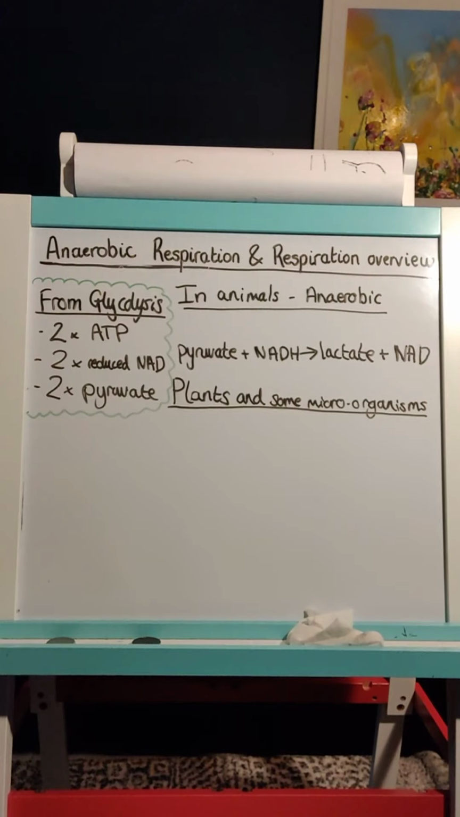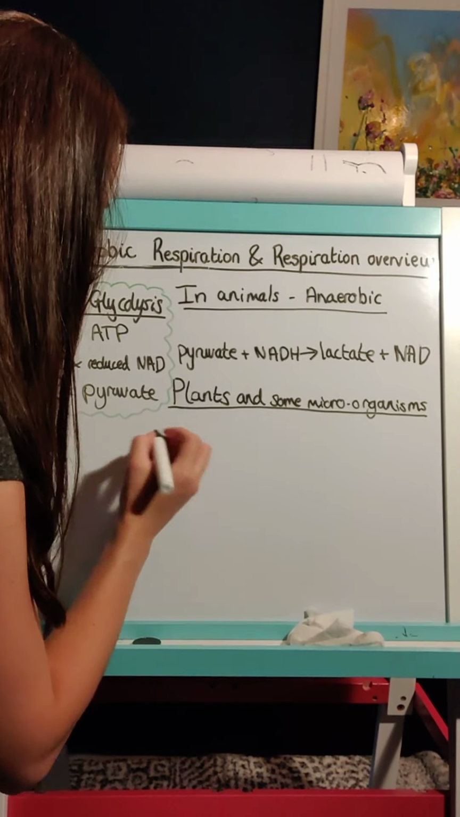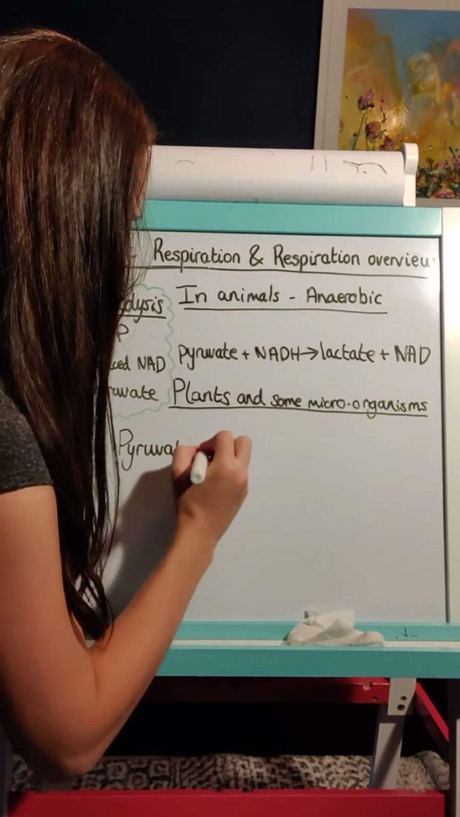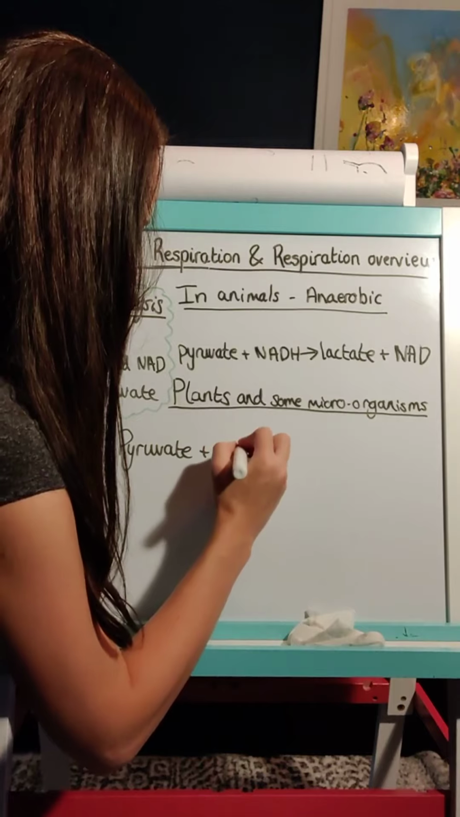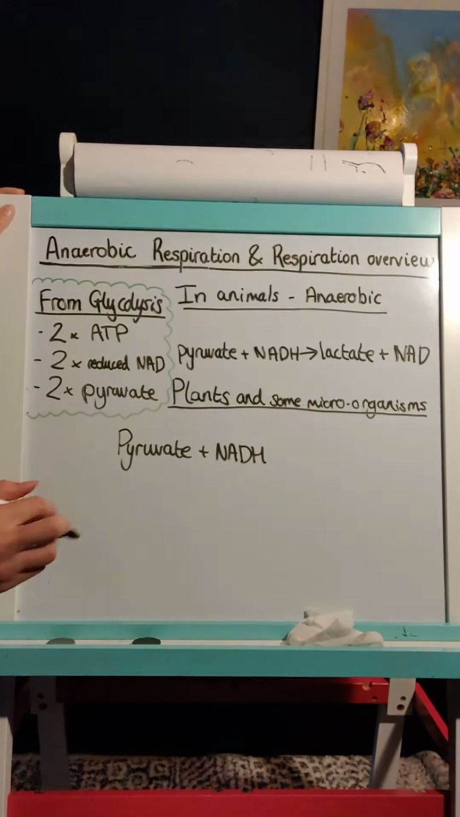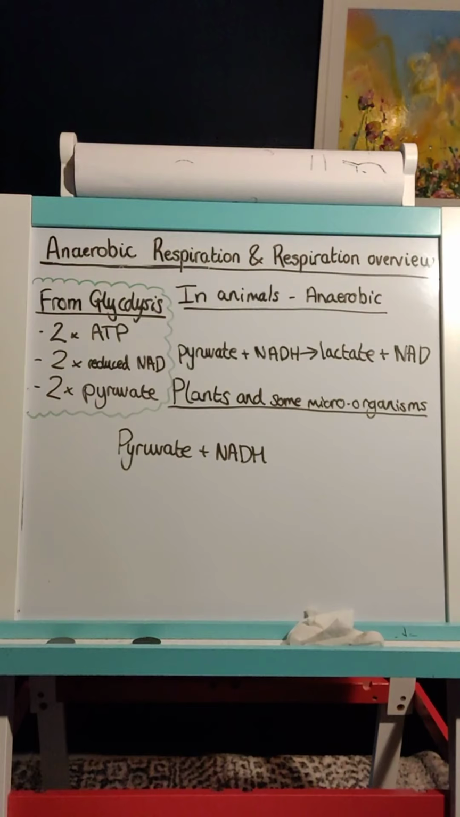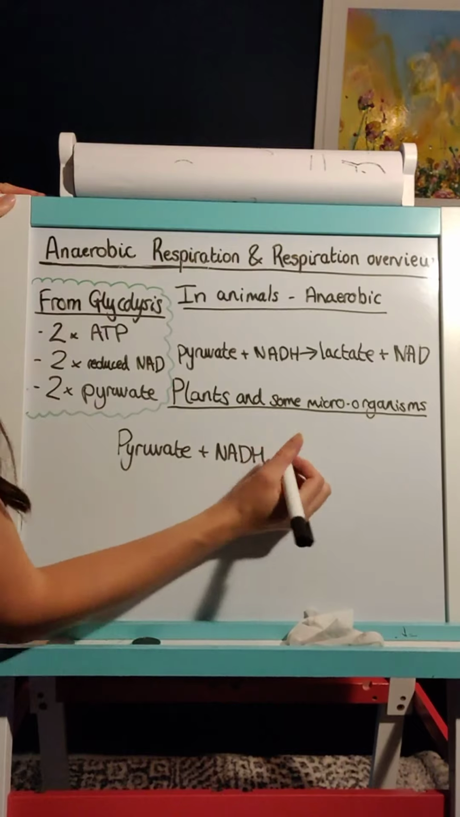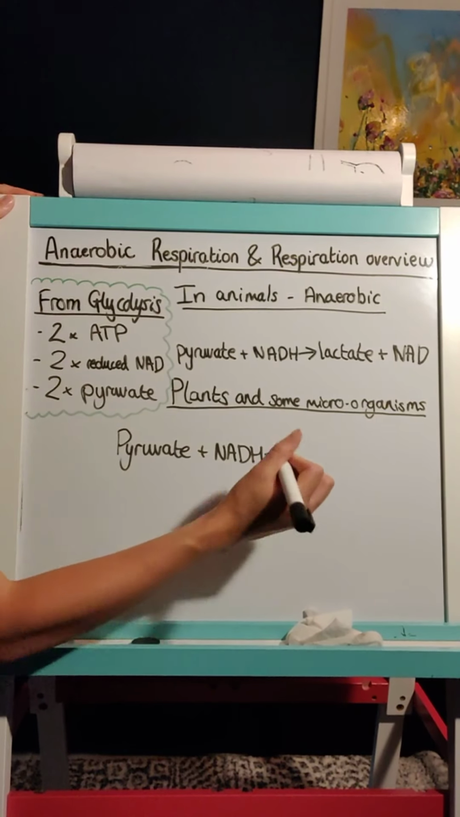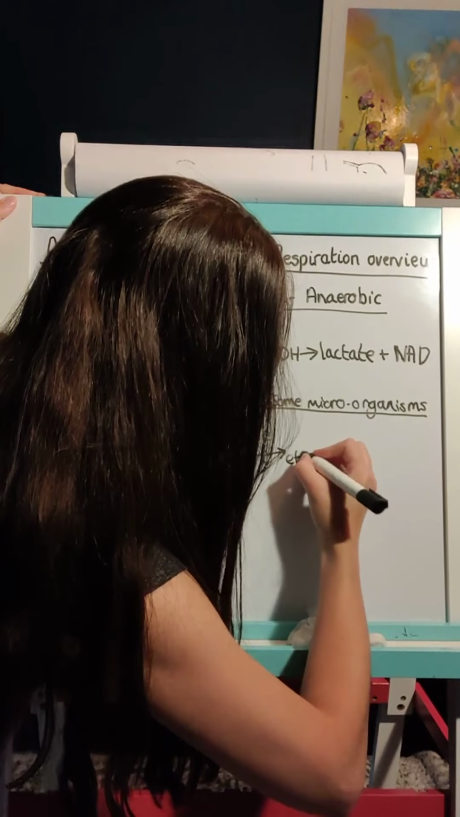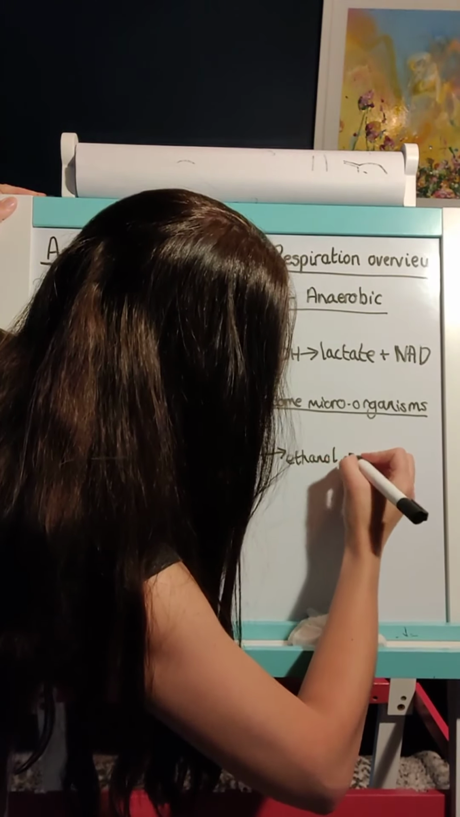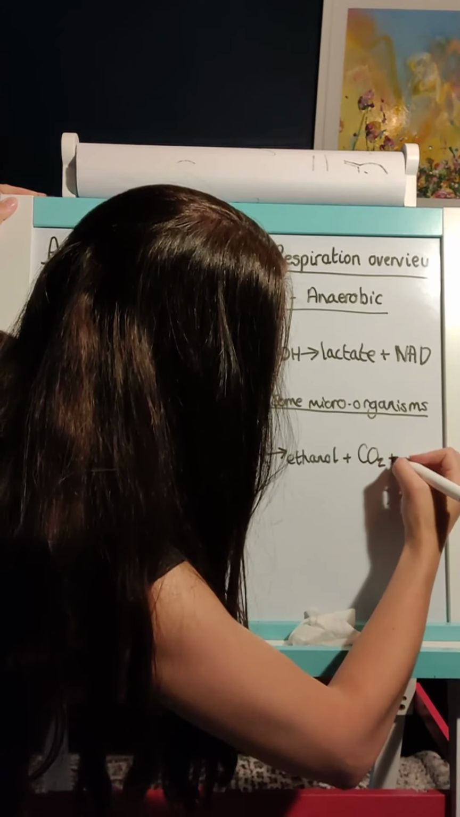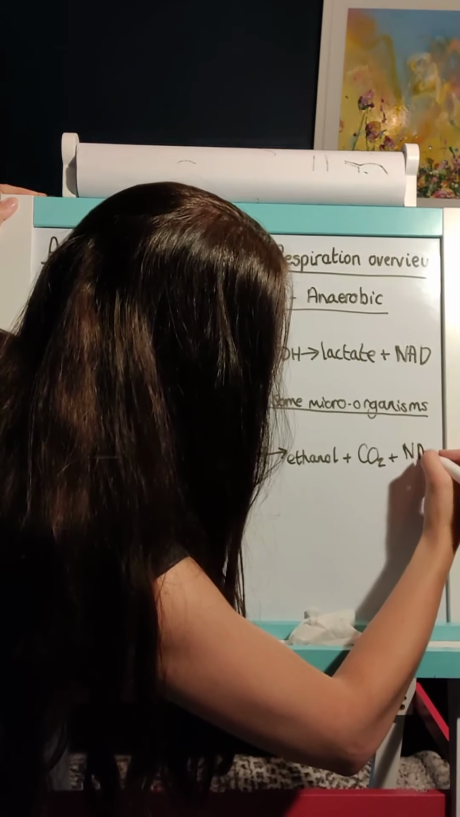What happens is you start off with the same stuff. So again, we've got in glycolysis, now we've got pyruvate and NADH. Now this is turned into something different. And if you're thinking of beer and wine making or bread making, then that'll help you. So there's a type of alcohol, which is ethanol, and carbon dioxide and NAD, which is what we're looking for.